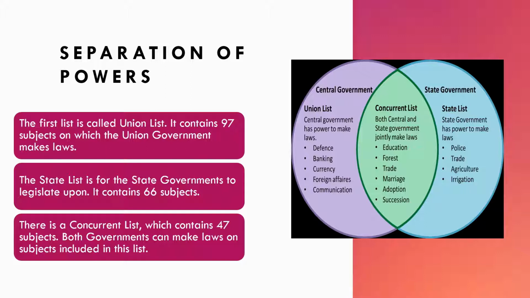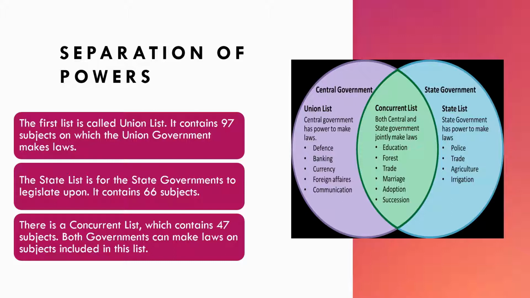The State List is for the state governments to legislate upon. It contains 66 subjects. Apart from these two lists, there is a Concurrent List which contains 47 subjects. Both governments can make laws on subjects included in this list. If a subject comes up that is not included in any of the lists, the Union government is entitled to make laws on it. These powers are termed residuary powers.